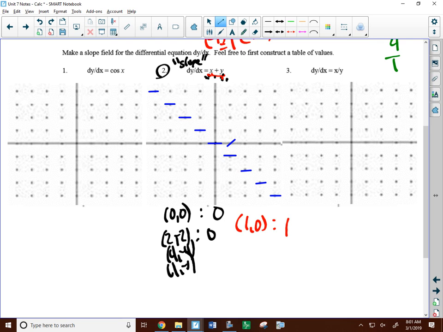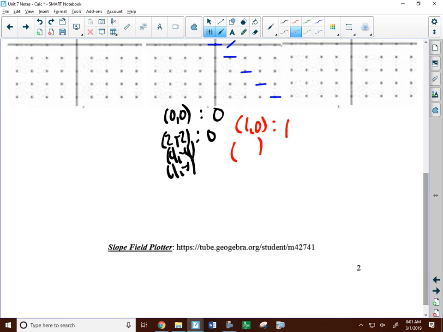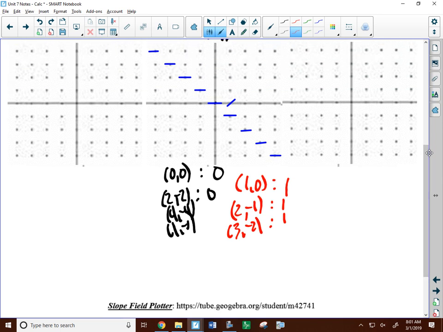What other numbers can we plug in that would give us a slope of 1? 2, negative 1, that'd be 1. 3, negative 2. Okay. 4, negative 3. So 2, negative 1, a slope of 1. At 3, negative 2, slope of 1. And again, you'll see it's the diagonal here.